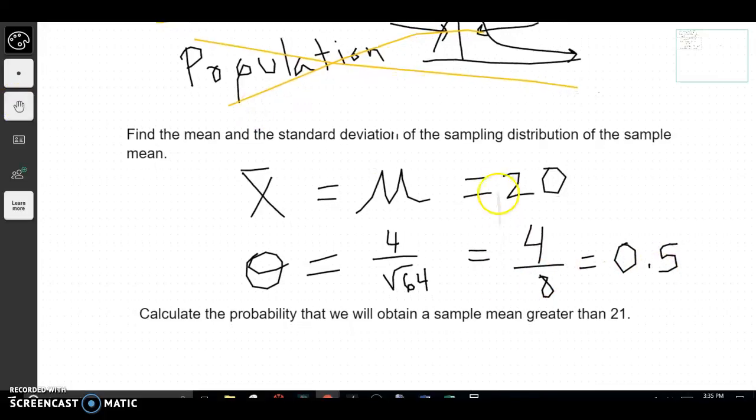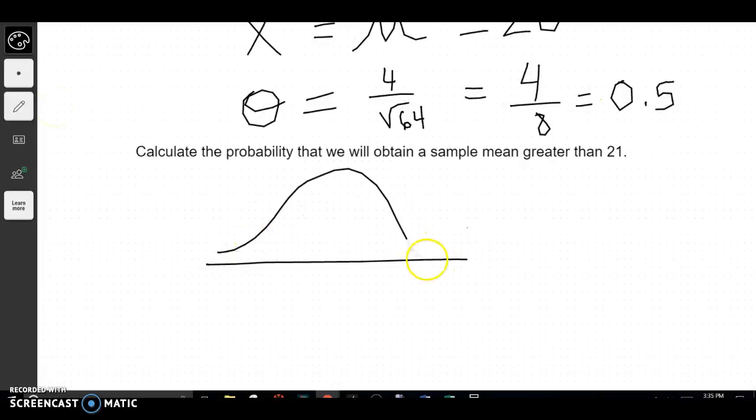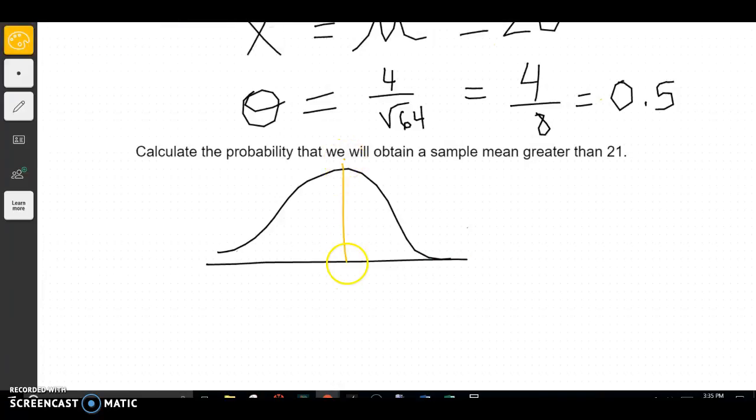Now we need to calculate the probability that we get a sample mean that's greater than 21. And obviously, we're going to have a normal distribution. Most of the sample means that we get will be around 20 right here, but we'll have some that are 21, and we want to know this percent.